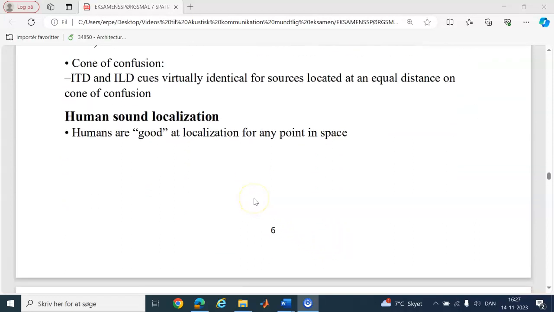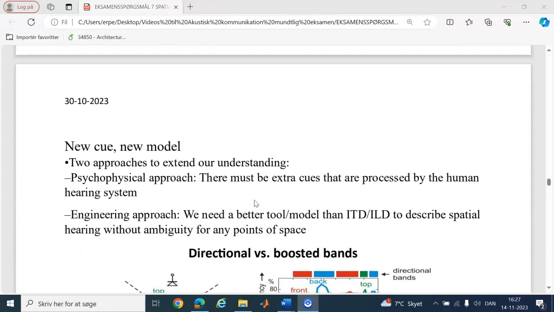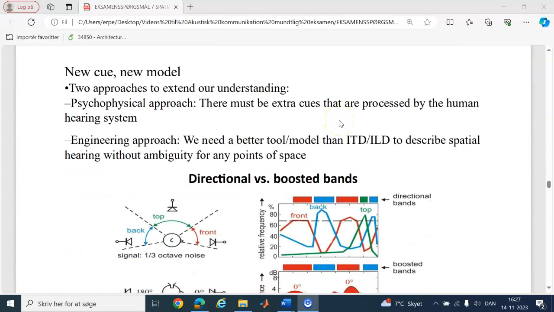Human sound localization. Humans are good at localization for any point in space. New cue, new model: two approaches to extend our understanding. Psychophysical approach: there must be extra cues that are processed by human hearing. Engineering approach: we need a better tool or model than ITD-ILD to describe spatial hearing without ambiguity for any points of space. The so-called directional boosted bands, and I'm a little bit sloppy here.